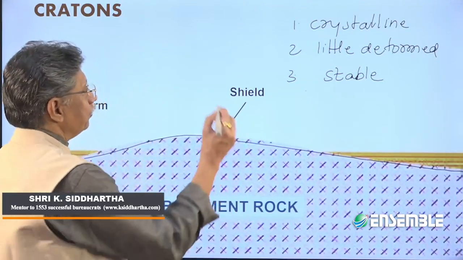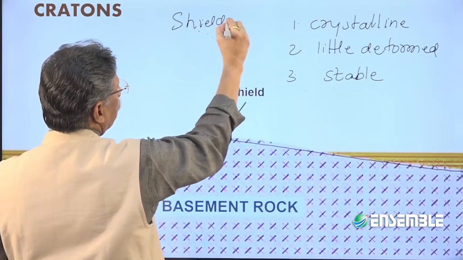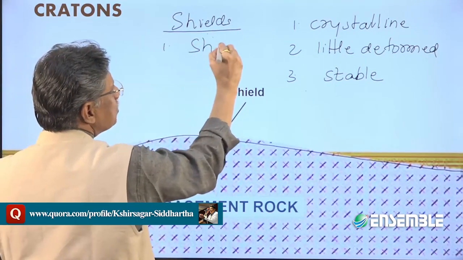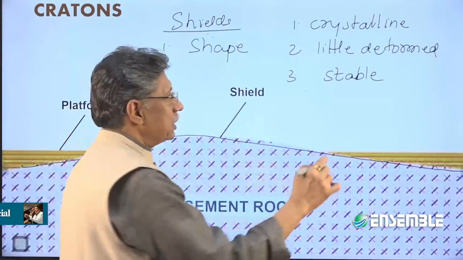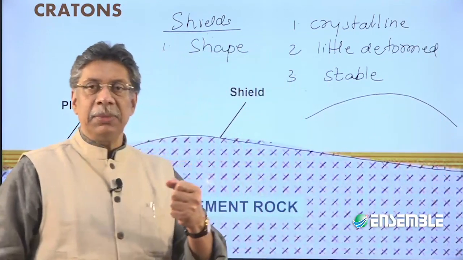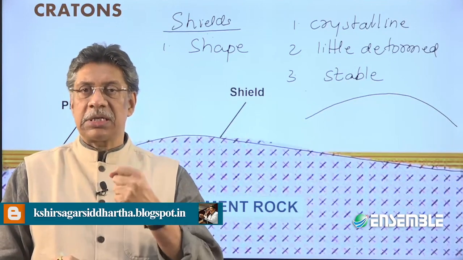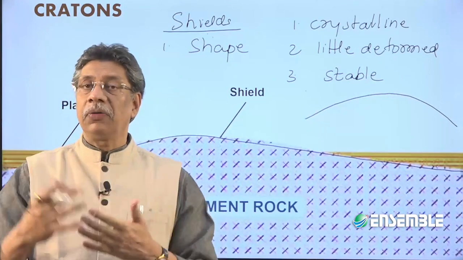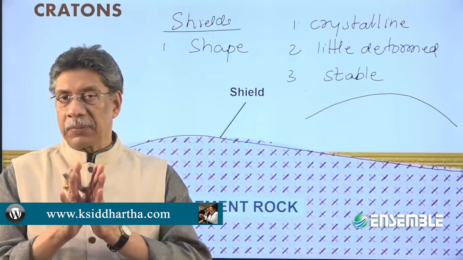Now shields are first, distinctive in terms of their shape. That is, it is going to be convex in shape. That is the type of shape that a shield acquires. And it basically means the equipment that all those warriors used to use to protect themselves from the attack of the swords of others. So shields are part of a craton.